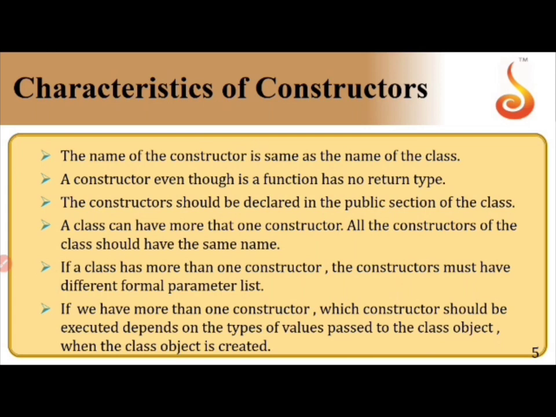Next is characteristics of constructors. This is a repeatedly asked 5-marker question. Every alternate question paper, PU board 12th grade question paper, you will have this question: what are the characteristics of constructors? So it's a very important question. It's a 5-marker.